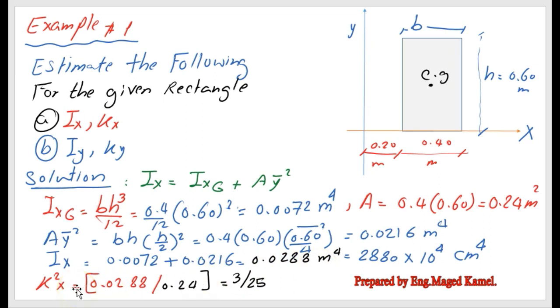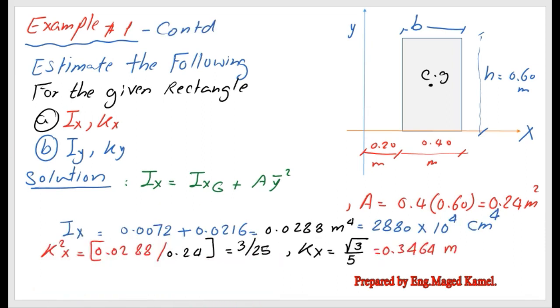For the expression of radius of gyration for x, we have k squared x equal to Ix divided by the area. Our Ix is already obtained as 0.0288, divided by the area, which is 0.24. So k squared x equals 3 over 25. We can get kx by taking the square root of 3 over 25, which gives the square root of 3 divided by 5, equal to 0.3464.